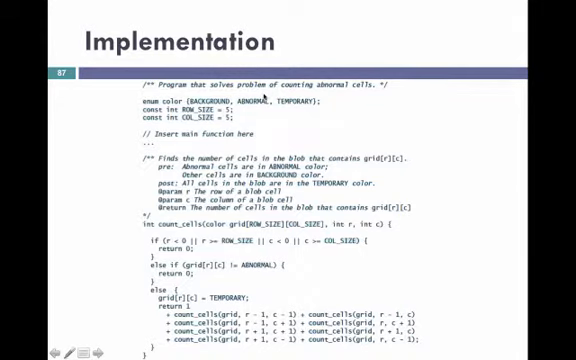So here's our C++ program. We keep track of a background, abnormal, and then a temporary color, and the size of our array is 5 by 5. And here's our count cells function. The precondition is that abnormal cells are the abnormal color and everything else is the background color. The postcondition is that all cells in the blob are in the temporary color.